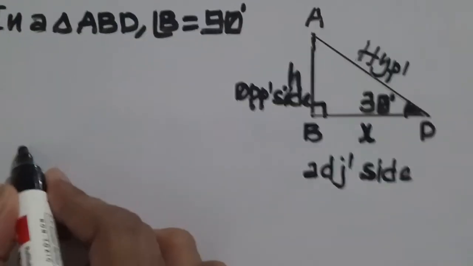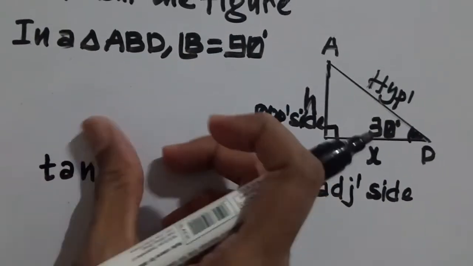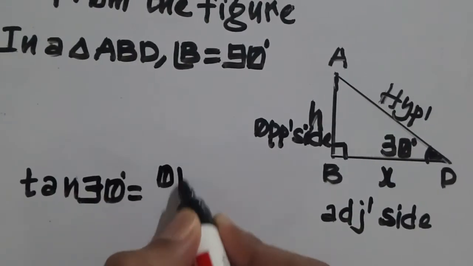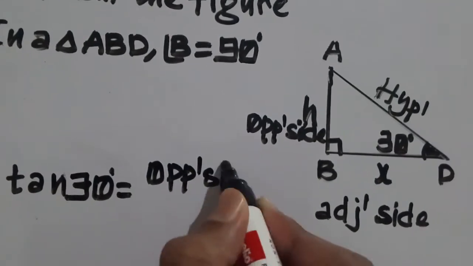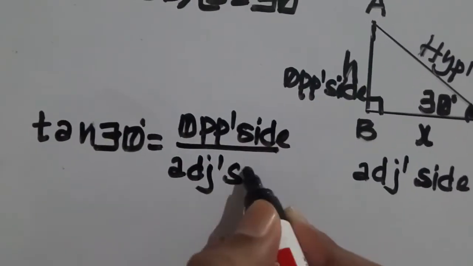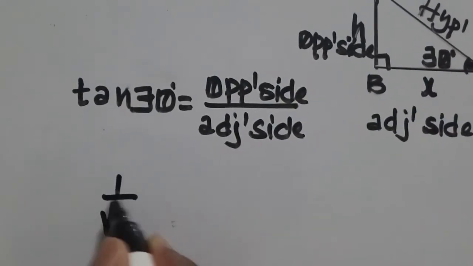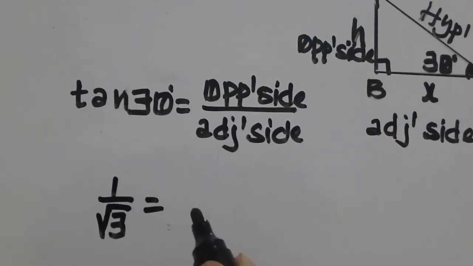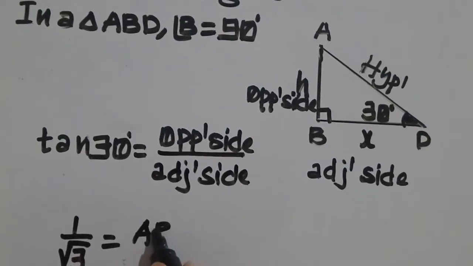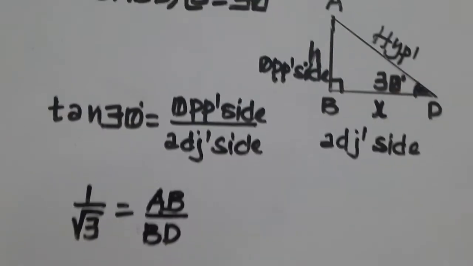Tan 30 degrees is equal to the opposite side to theta by the adjacent side to theta, where theta is equal to 30 degrees. Tan 30 degrees is equal to 1 by root 3, whereas tan 60 is root 3. Here the opposite side is AB, and the adjacent side is BD.